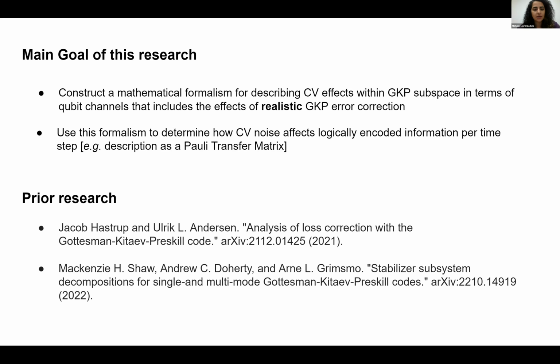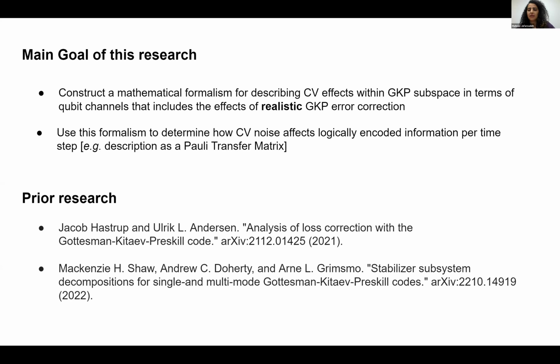There has been some work towards studying CV effects in terms of qubit channels using GKP error correction. Here are two examples. There might be more too. In this work by Mahnaz Jafarzadeh and collaborators, which just came out last year, they assume that they have access to ideal GKP error correction, and they consider what's the best they could do if they had access, for example, to loss followed by a perfect error correction. So their work turns out to be quite interesting. However, physically, you don't have access to an ideal error correction.